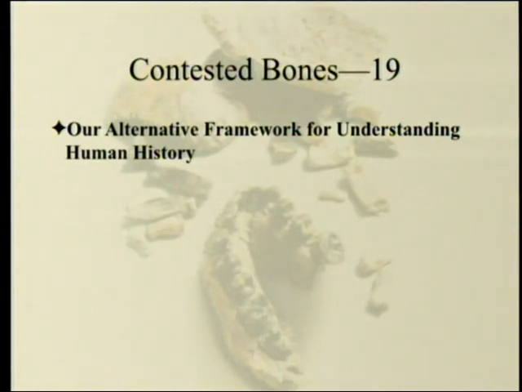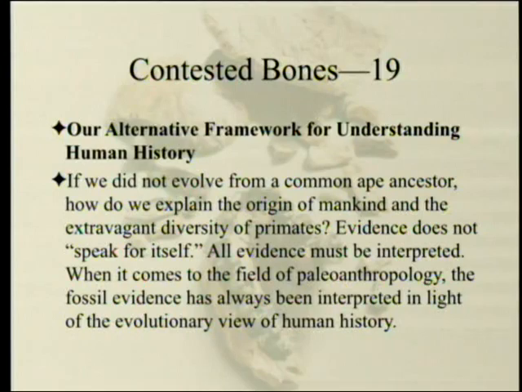And the first part is our alternative framework for understanding human history. They start out this section by saying, if we did not evolve from a common ape ancestor, how do we explain the origin of mankind and the extravagant diversity of primates? Evidence does not speak for itself. All evidence must be interpreted.